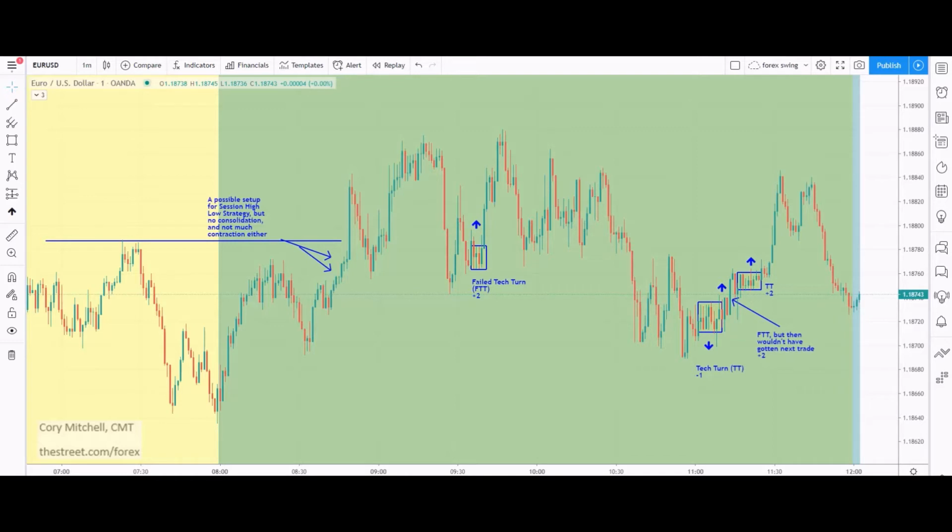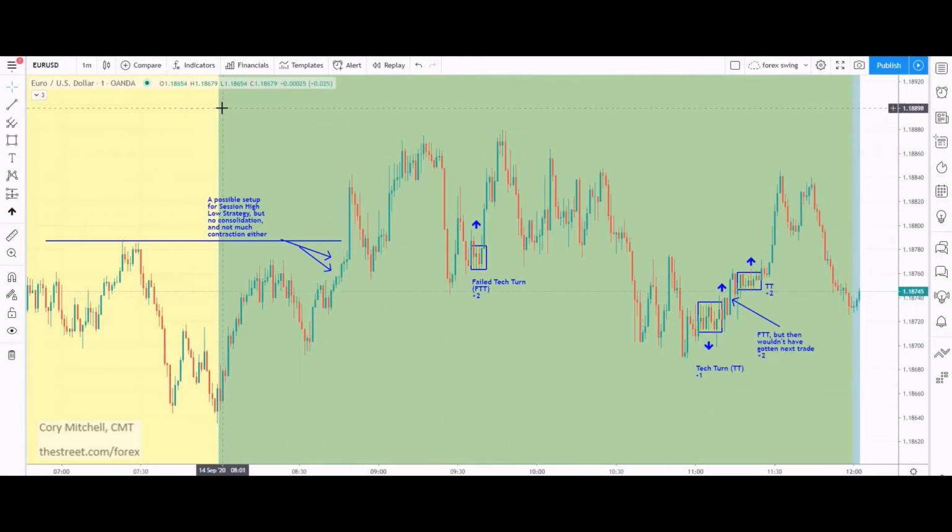Going to look at examples of a couple of strategies that I've talked about on thestreet.com/forex recently. We have the technical turnaround strategy, we have the failed technical turnaround, and we have the session high-low strategy. So I'll provide links in the article wherever you're seeing this, and also if you're watching it on YouTube or something like that, you'll see the links below the video for these strategies.